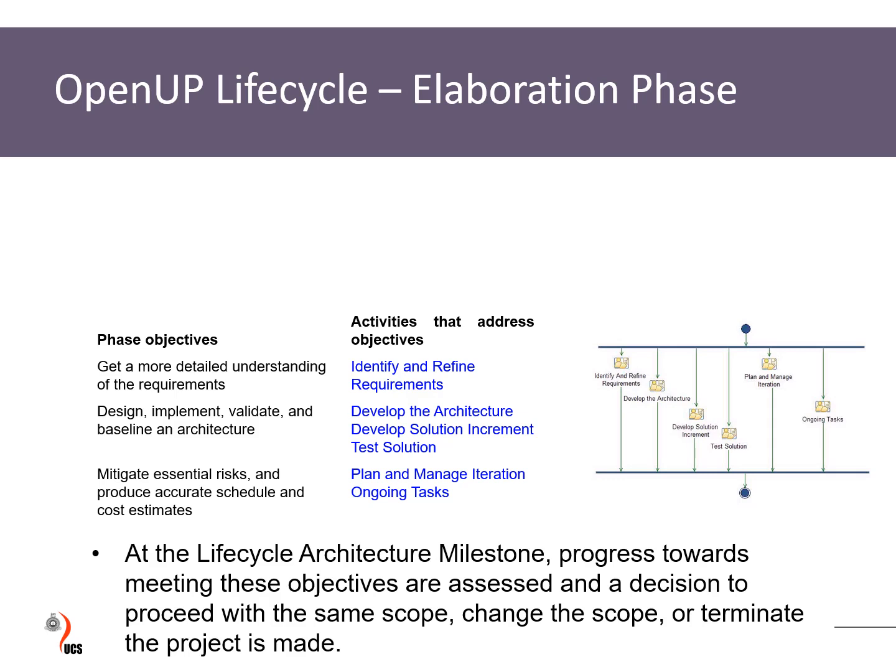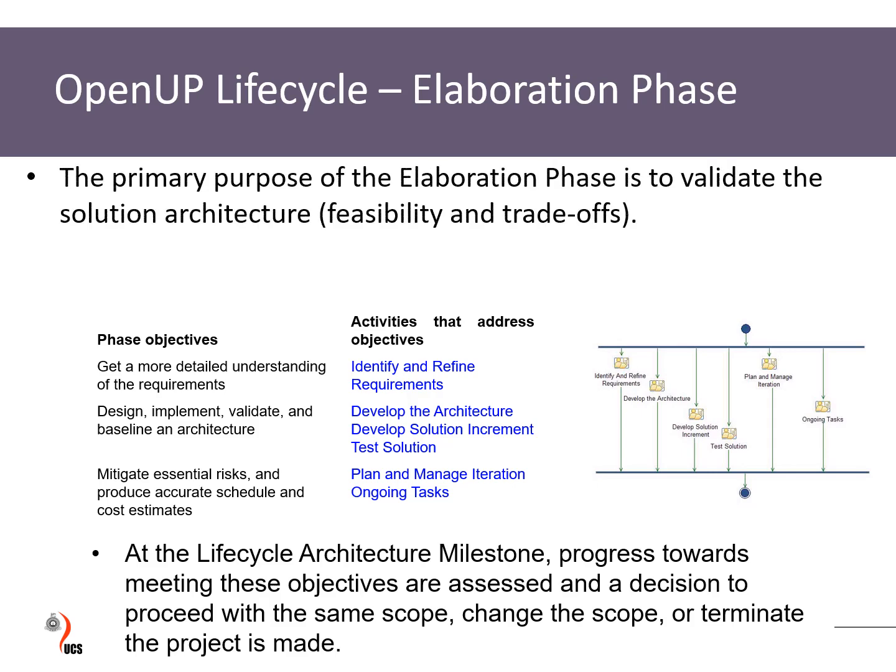If we go to the next one, about the OpenUP life cycle, the second phase is the elaboration phase, where the primary focus is to validate the solution architecture. If we have decided to do the project, the next question is how we do it. Feasibility and trade-offs will be further analyzed. It is still possible that people decide to stop or terminate the project if it is not feasible.